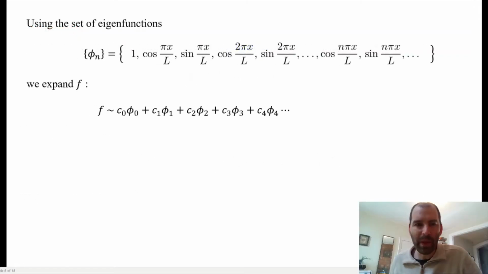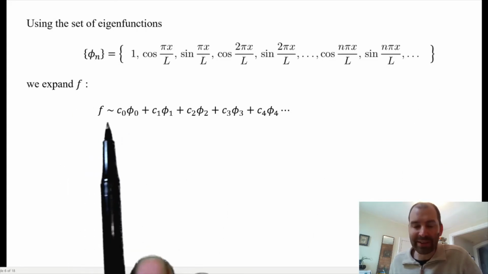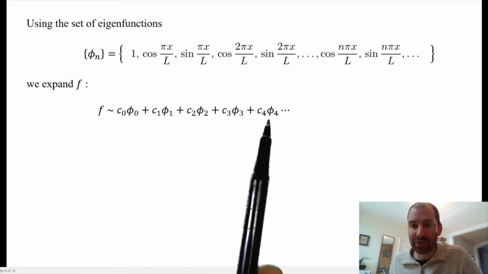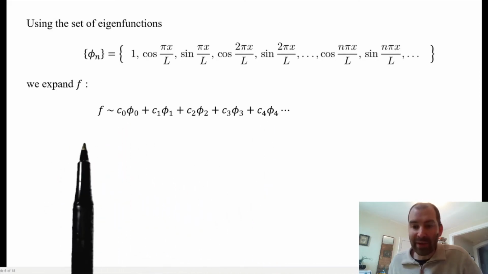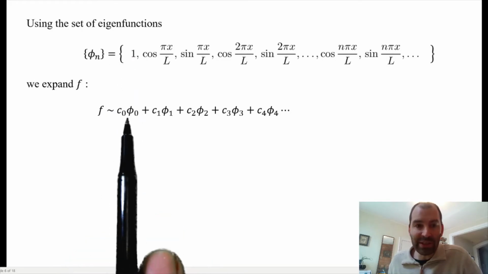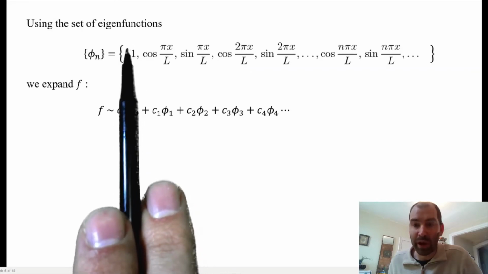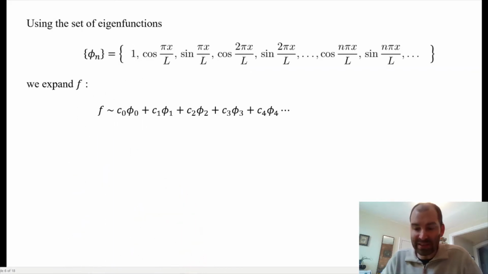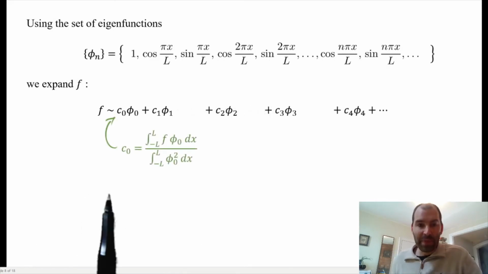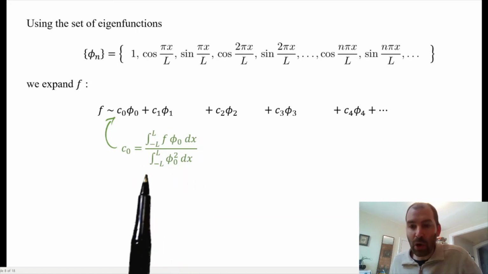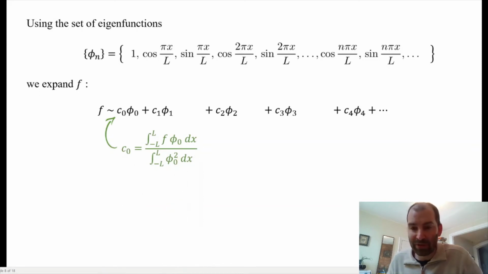So, okay, here are our eigenfunctions. We're going to express f as a linear combination of those eigenfunctions, and we do that by projecting f onto each one of them. So C0 phi 0 is the projection of f onto the 0th eigenfunction, 1. So that means that C0, let me make a little bit of room here, C0 is just this, right? It's the projection coefficient. It's the coefficient of that projection. Then we multiply by phi 0 to finish that projection off, right?